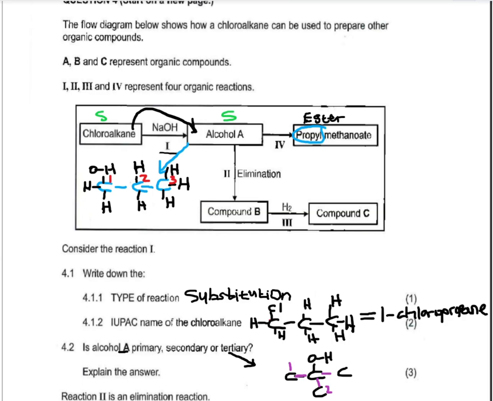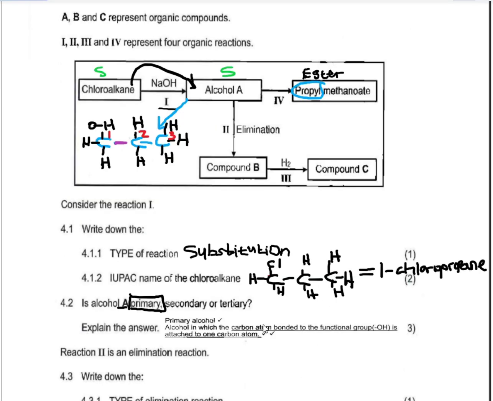So what is our answer there? It is a primary alcohol. So that's how you'd answer that question. First mark, primary alcohol, and then the 2 marks will be for the explanation. So that is the explanation there, the one that I've pasted now, right? That is for 3 marks.